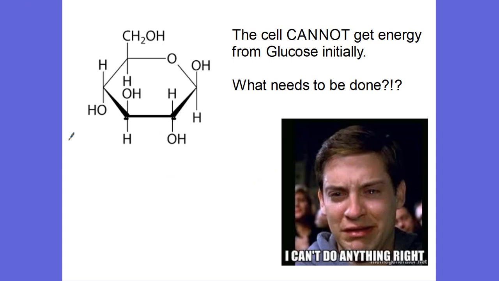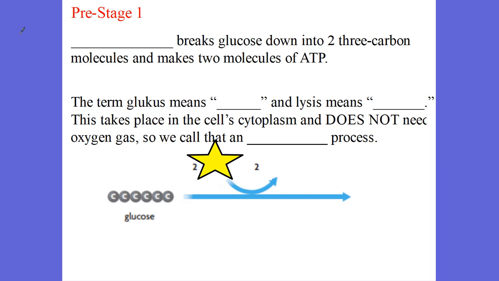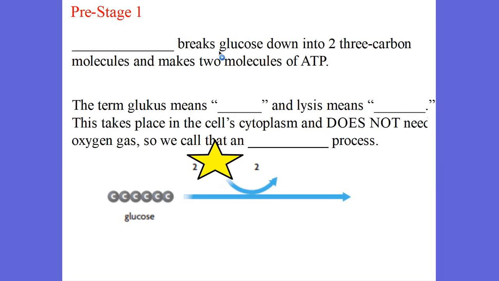But before we begin, the interesting thing is this: the cell cannot get energy from glucose initially. Glucose is a very complex molecule, and it just can't do anything right. So what does glucose have to do? Glucose needs to be broken down before it can be used in the mitochondria, and we call that pre-stage 1. And pre-stage 1 has a name. It's called glycolysis. Glycolysis is where that glucose is being broken down.